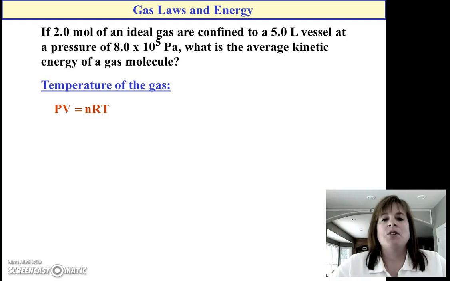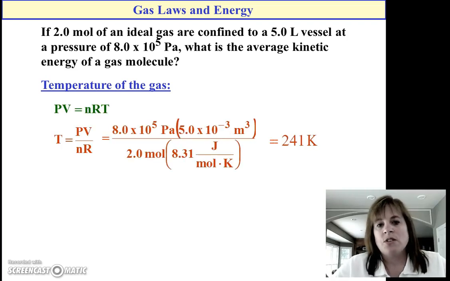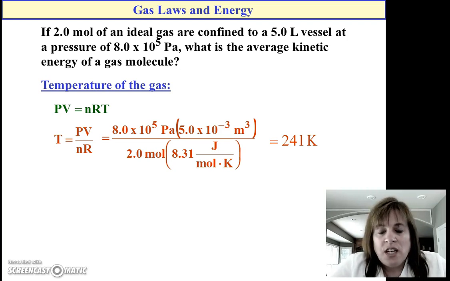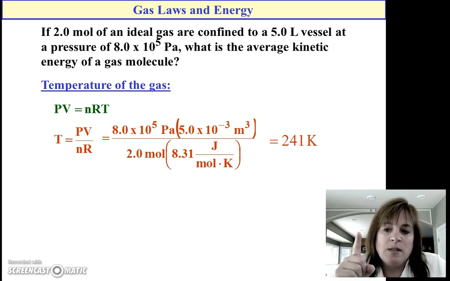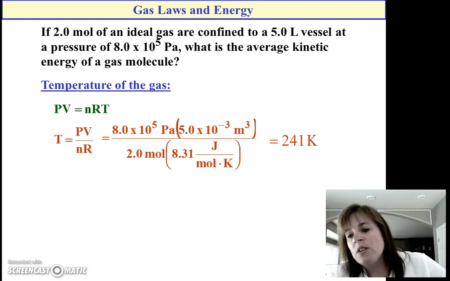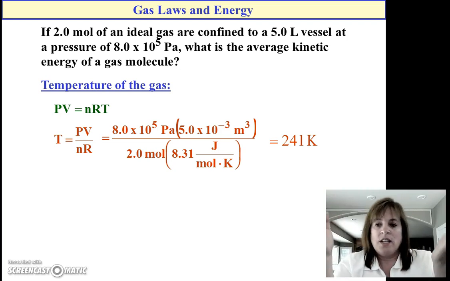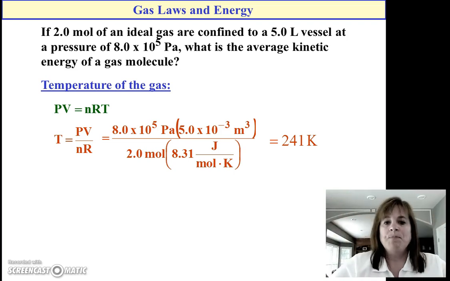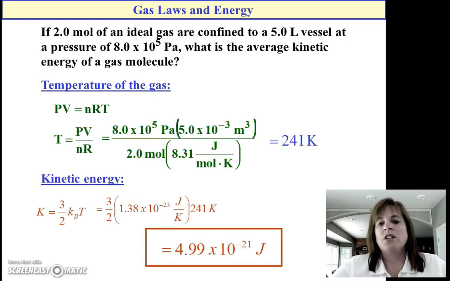So to calculate the temperature of the gas, just plug in your variables, make sure they're in the right units. You should get 241 Kelvin. Now we've got to plug that into our average kinetic energy equation. In this case, I only asked for the average kinetic energy of a single gas molecule, so you don't have to worry about multiplying by the amount of moles or the number of molecules. So we can just use the equation that says the average kinetic energy of a gas molecule is 3/2 k_B times T. So we plug that in, and you should have gotten about 5 times 10 to the negative 21st joules. How'd you do?